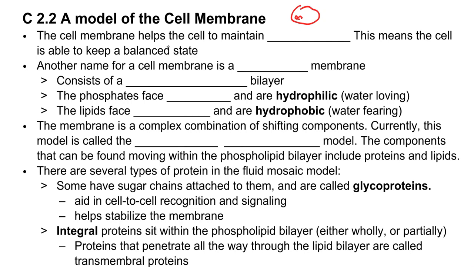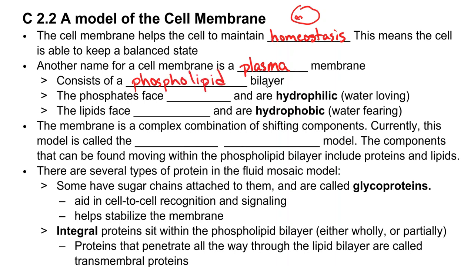A cell membrane helps the cell to maintain homeostasis. What that means is the cell is able to keep a balanced state. The cell wants to be able to keep a balanced state because it doesn't want to run out of nutrients or it doesn't want to build up too many wastes. Another name for the cell membrane is the plasma membrane. It consists of a phospholipid bilayer.